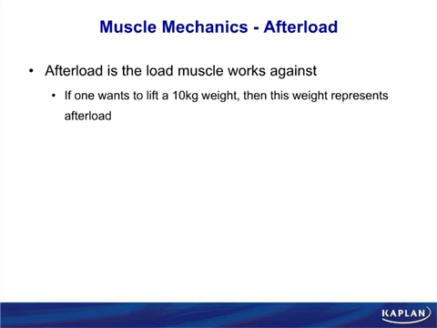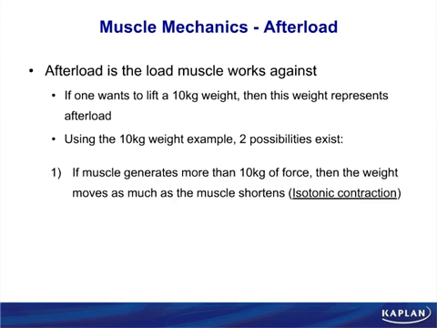All right, utilizing this 10-kilo weight, there are two possibilities. That's the afterload. So if I engage that afterload and I contract my muscle, and my muscle can generate more than 10 kilos of force, then the weight will move. Imagine taking a dumbbell that's 10 kilos and trying to move it towards your face, doing what's called a curl in exercise. If you can generate more than 10 kilos with your muscle, then the muscle shortens. That's an isotonic contraction, which we mentioned in the previous chapter.